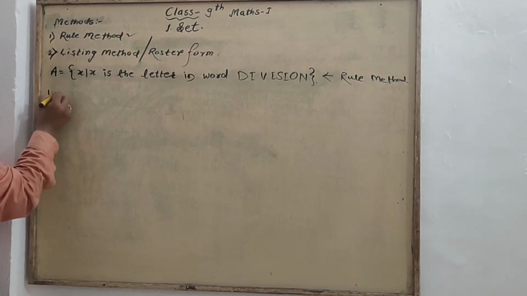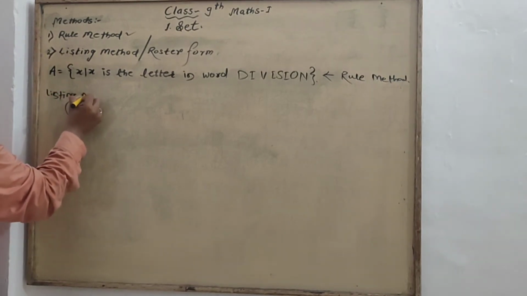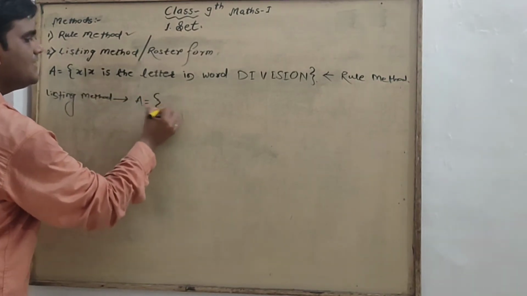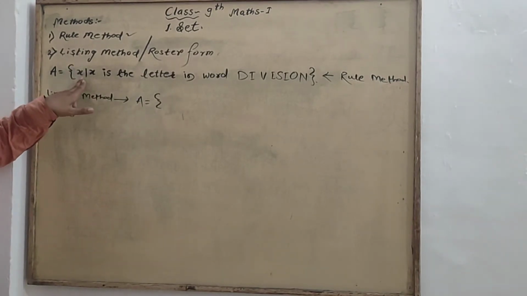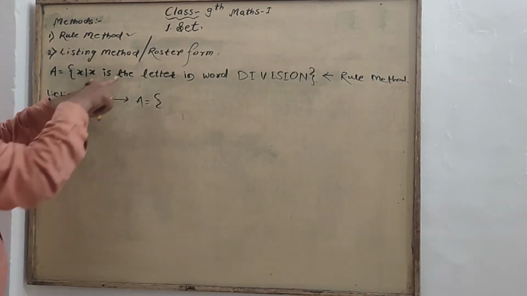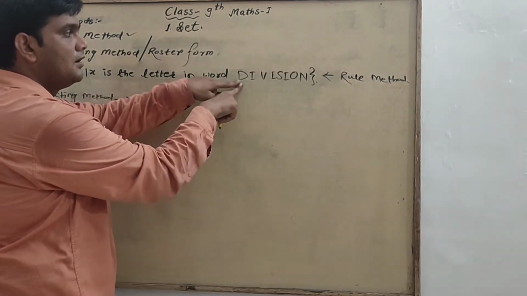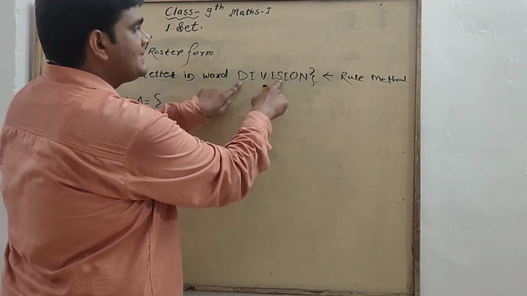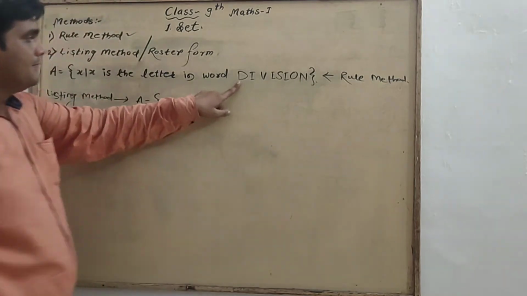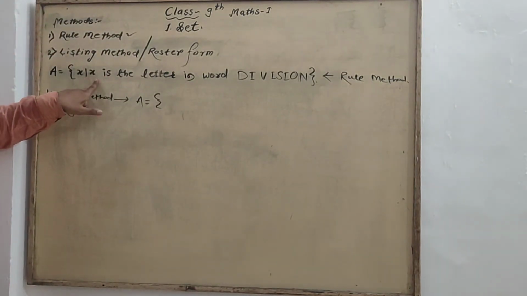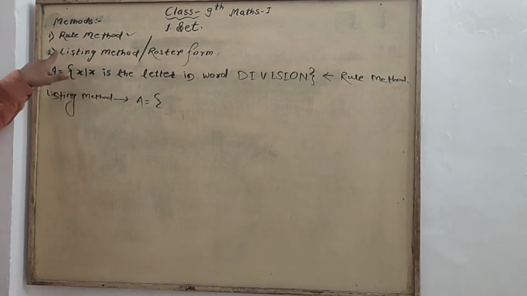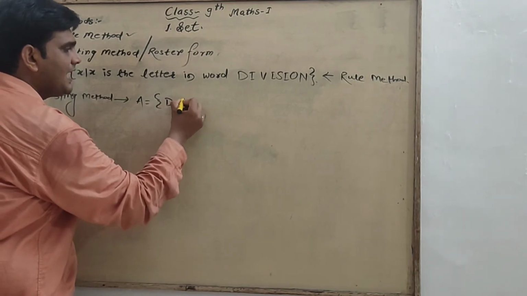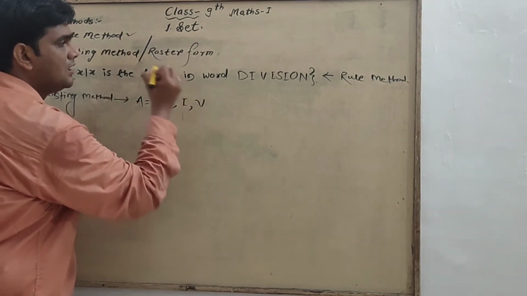In the listing method, set A is, see here, x. What is x? A letter in a word. What are the letters in the word? D, I, V, I, S, I, O, N. It means you have to convert this rule method into a listing method. See here, D, then I, V.